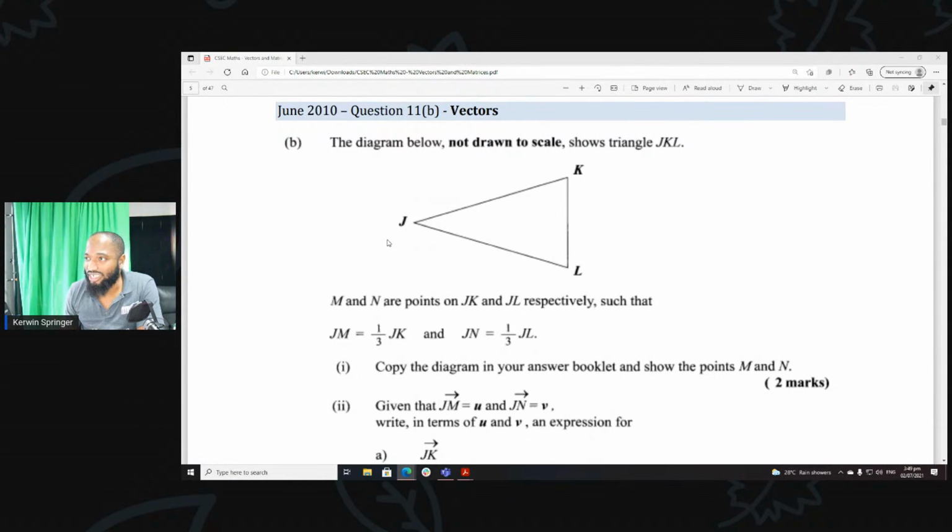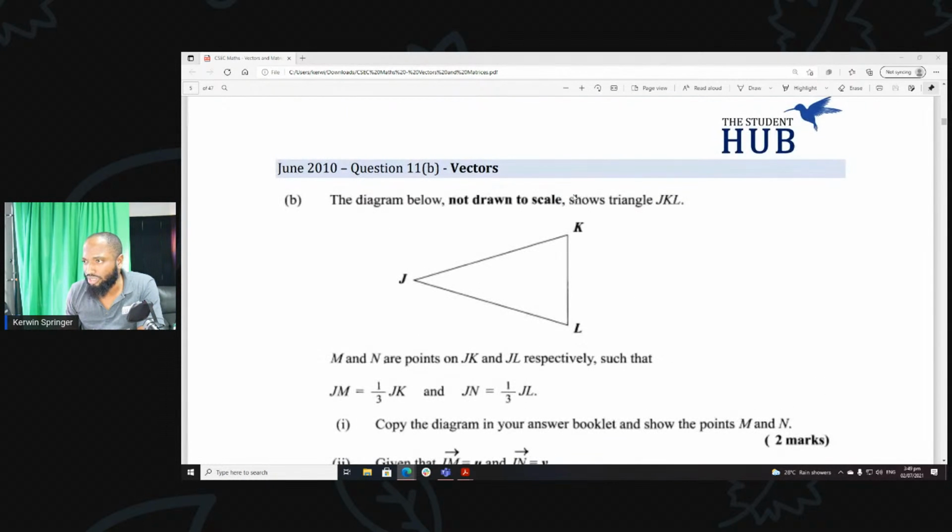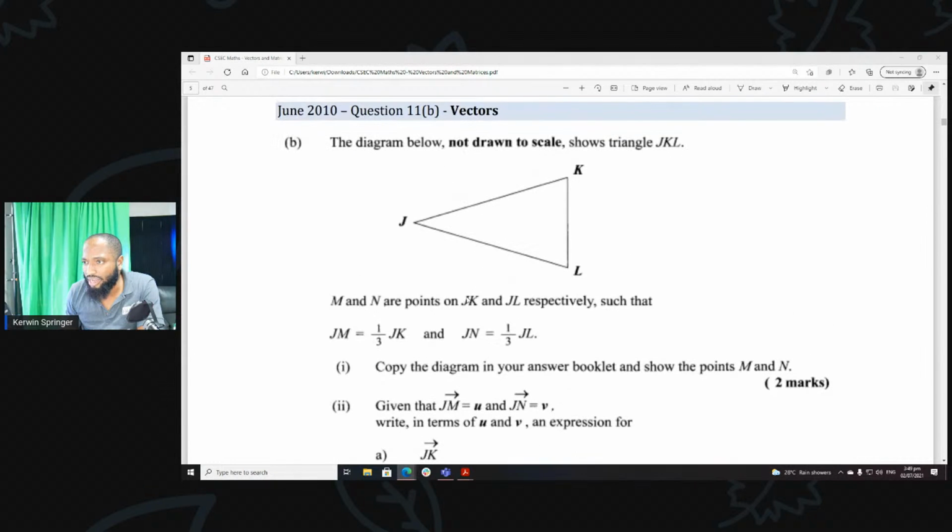The diagram below, not drawn to scale, shows triangle JKL. M and N are points, and we're back to this vectors game from earlier. Pay attention. M and N are points on JK and JL respectively, such that JM is 1/3 of JK. Copy the diagram and show the points M and N. J to M is 1/3 of the way from J to K. Fine. That's M over there. J to N is 1/3 of the way from J to L.